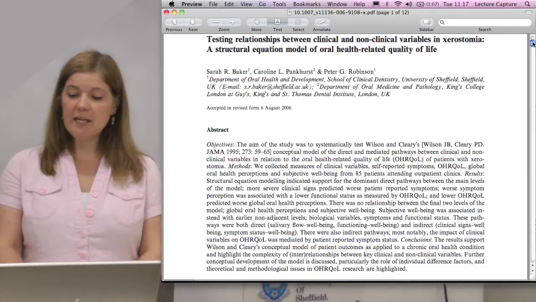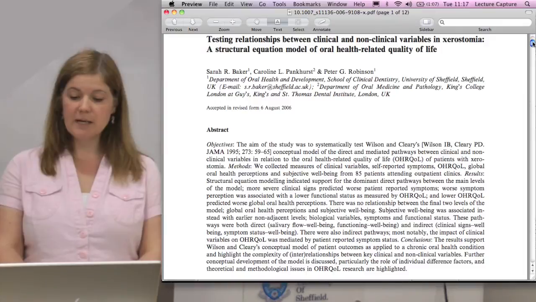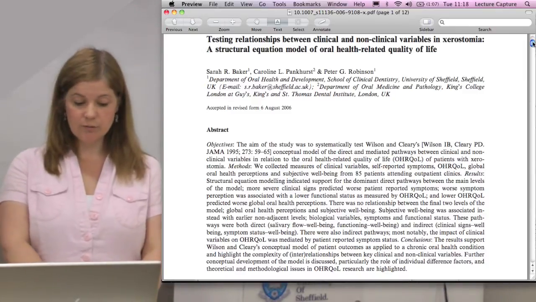And then it goes on in the abstract to talk about the different results. And then in the conclusions at the bottom, you can see it says the results support Wilson and Cleary's conceptual model of patient outcomes as applied to this oral health condition, that is xerostomia. And so what we did is we tested the theory, we used measures, we got numbers, and we statistically analysed. So it's very quantitative research.